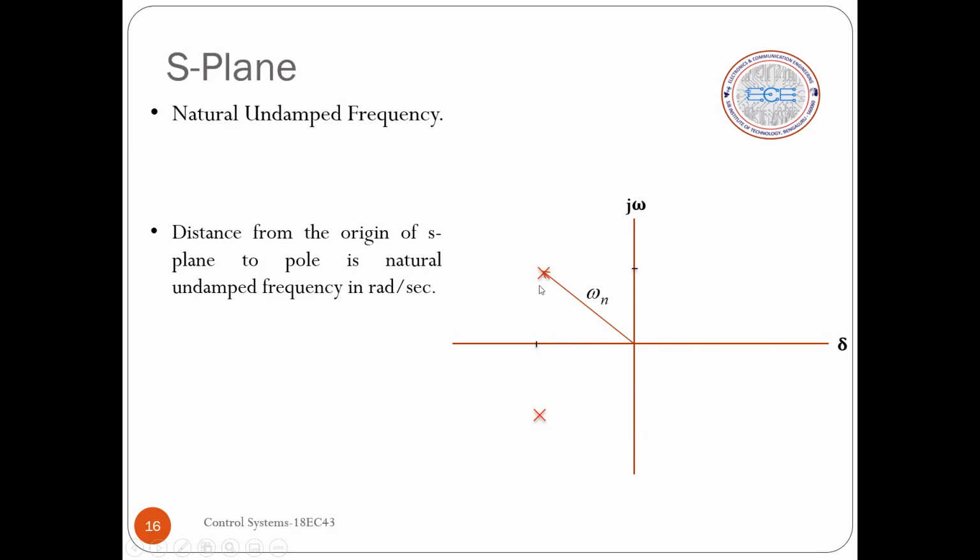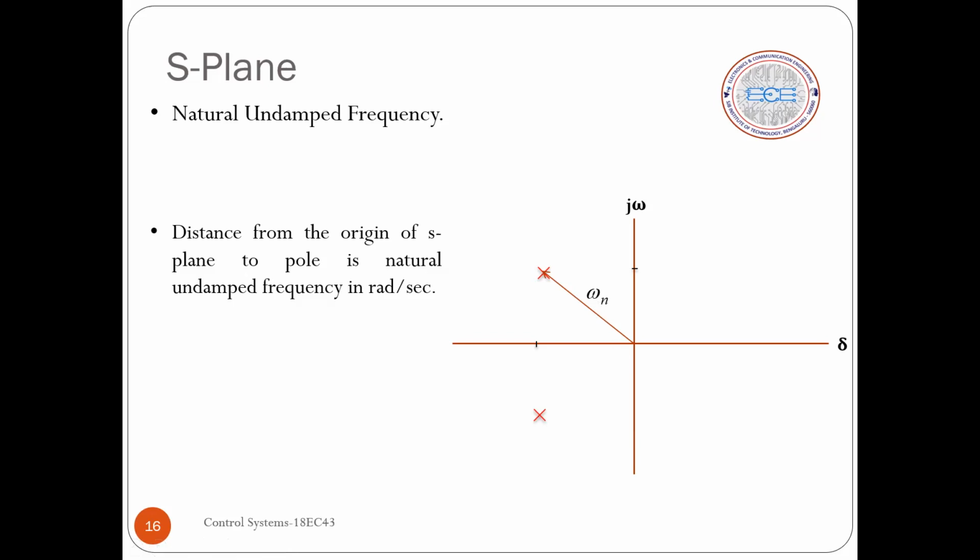You take an S-plane and locate the pole first. Then you join the pole and the origin of the S-plane. That radial length we get is what we call omega n. I repeat, the radial length we get is what we call omega n.